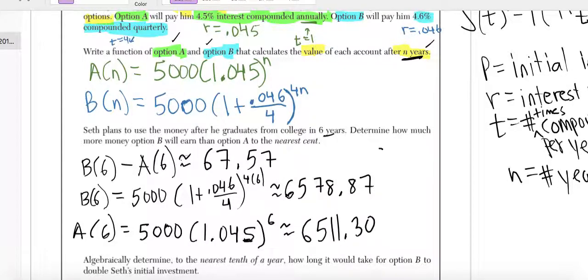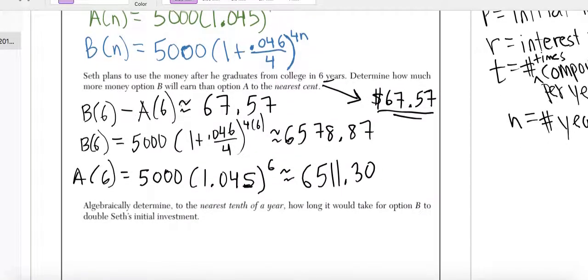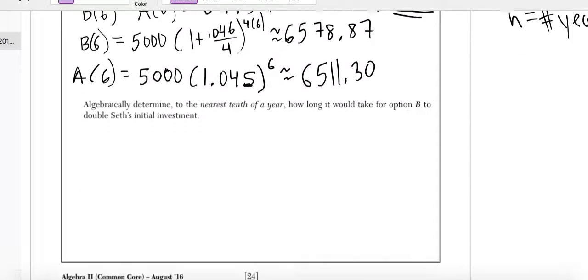So I'm just going to say $67.57 because they said to round to the nearest cent, right? Seth plans to use the money after 6 years. Determine how much more option B will earn compared to option A to the nearest cent: $67.57. All right, that is our answer. Now we're going to move on to the final part of the question. That would have been 4 points right there.